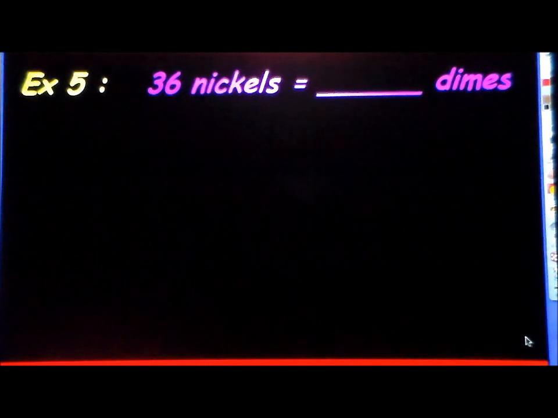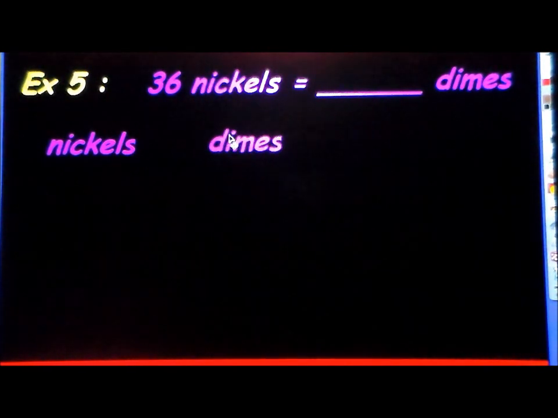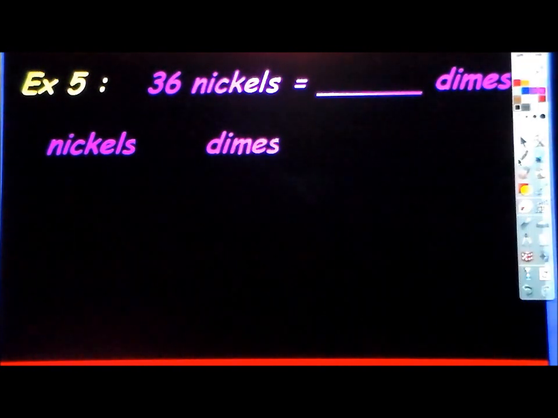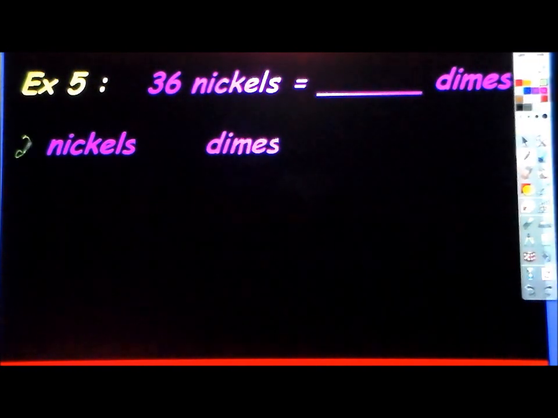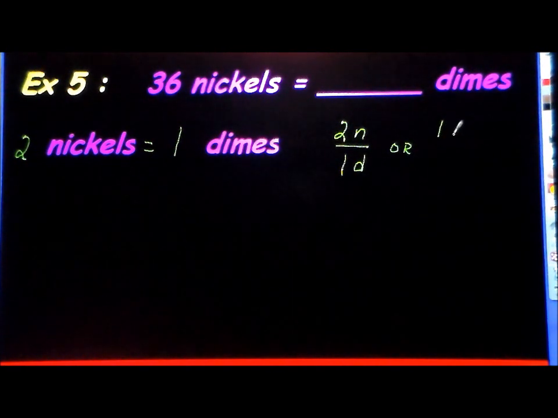Now, let's try an example that doesn't deal with time. It deals with something that every high school student knows about: money. We have nickels and we want to convert them to dimes, so I need to write some equality that deals with nickels and a number of dimes. And hopefully we all know that 2 nickels would be equivalent to 1 dime. So that means as a conversion factor, I can write 2 nickels to 1 dime, or 1 dime to 2 nickels. Again, I just don't know which way I need it until I start the problem.